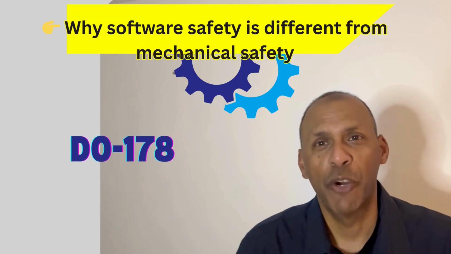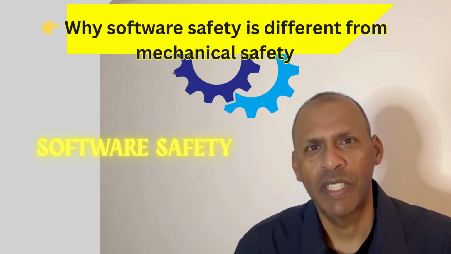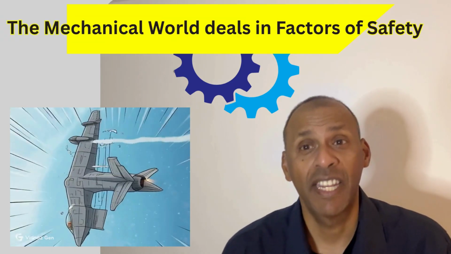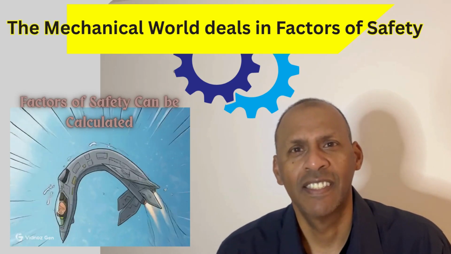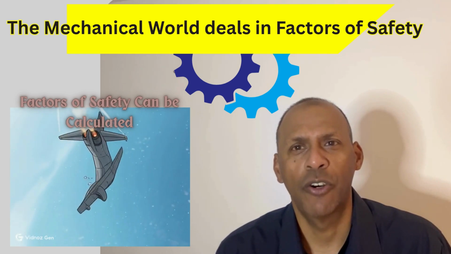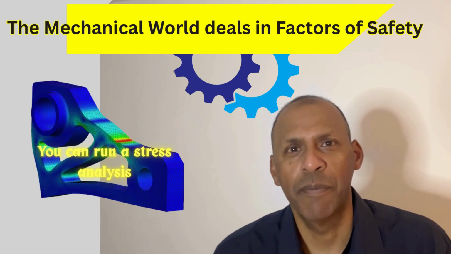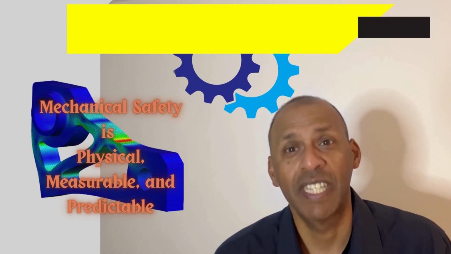Before we dive into DAL 178, let's talk about a really important concept: why software safety is different from mechanical safety. In the mechanical world, we deal with factors of safety. We can calculate things. If you're designing a wing spar or a landing gear strut, you can run a stress analysis. You can say, okay, the metal can handle 5 times more load than it will ever experience in flight. That's mechanical safety. It's physical, measurable, and predictable.